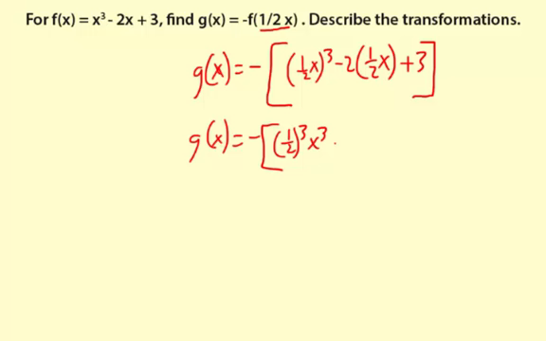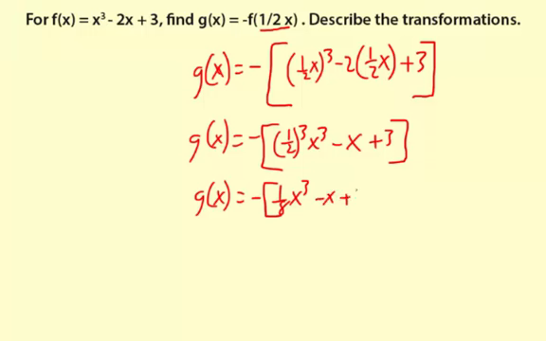So I'm just going to split that up, 1/2 to the third and then x to the third. And the next term is minus 2 times 1/2 x. Well, 2 times 1/2 is 1, so it's just going to be 1x, or x. And then the plus 3 doesn't change. Okay, so g of x equals negative of 1/2 to the third, which is 1/8. So it's 1/8 x to the third and then minus x plus 3, all inside these brackets. Now I just need to distribute the negative 1, or the negative invisible 1.